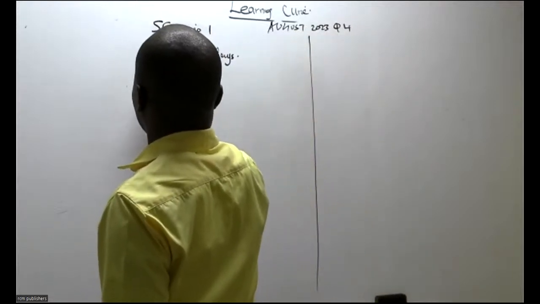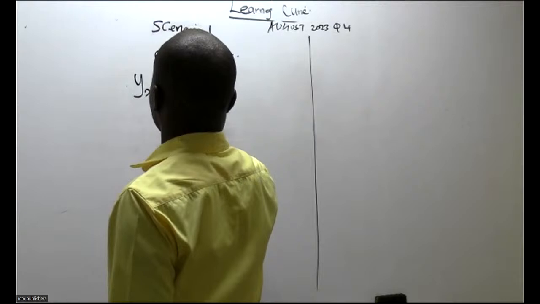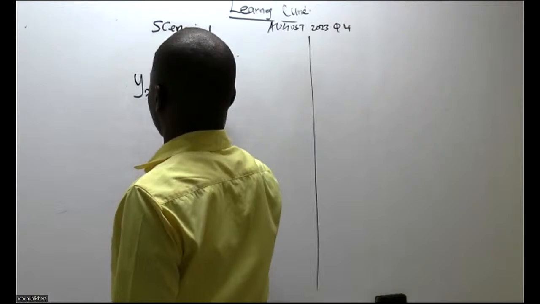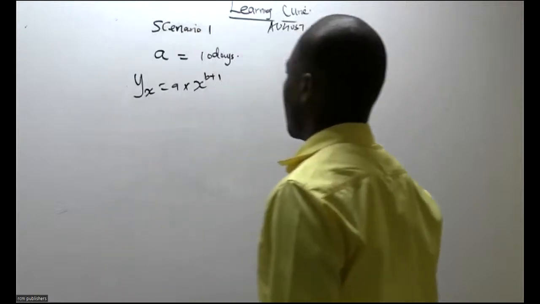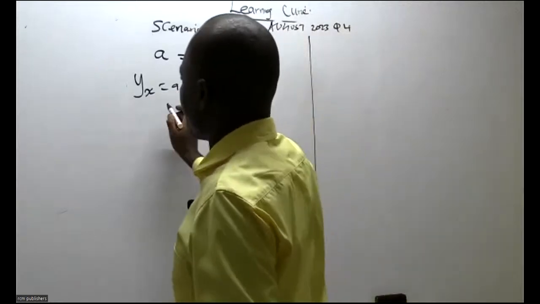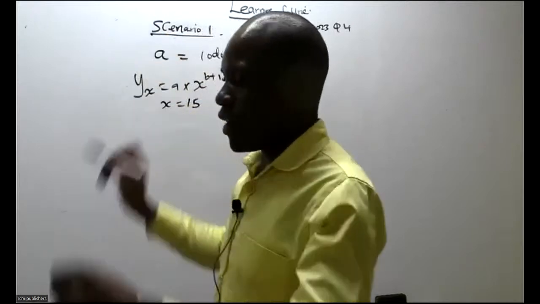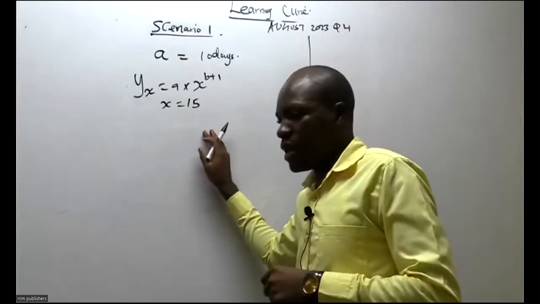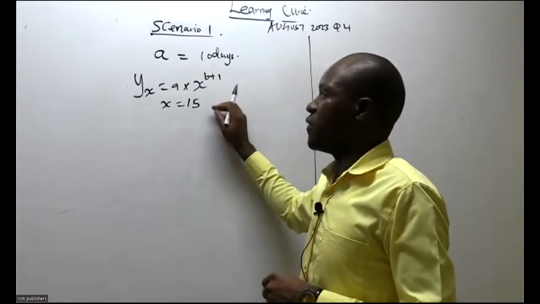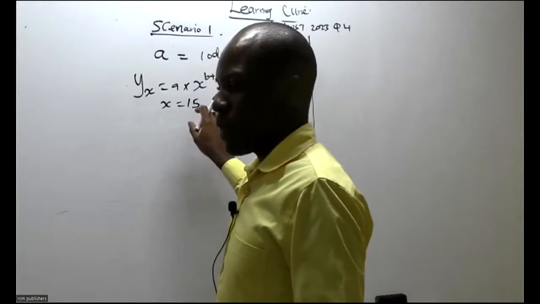Y is equal to A times X raised to the power B plus 1. So we have X, we have B somewhere. I want us to do something here. How many hours do they need to produce the 15 buses? So our X is 15. Remember, in scenario one, they are working overtime to produce the 15 buses. So let's see the number of days they are going to take to produce the 15 buses.